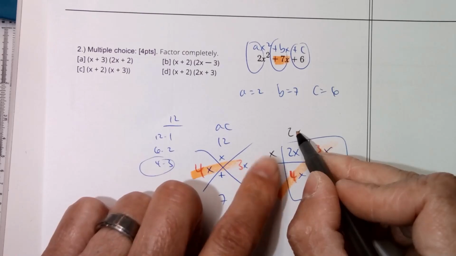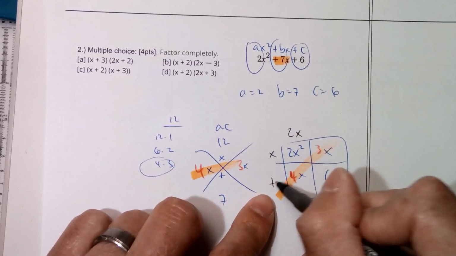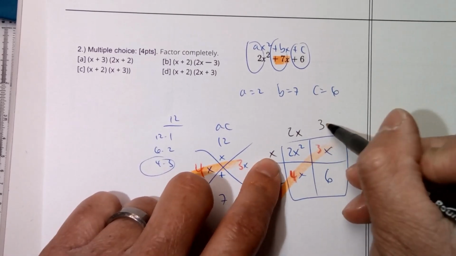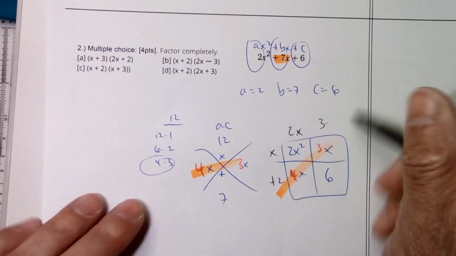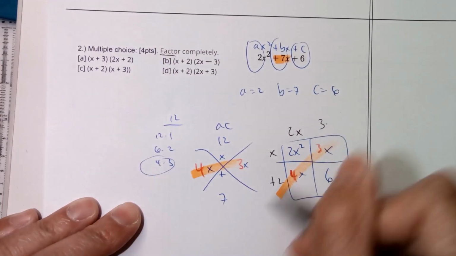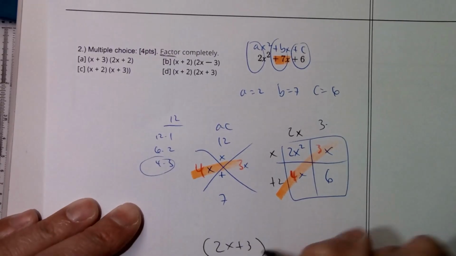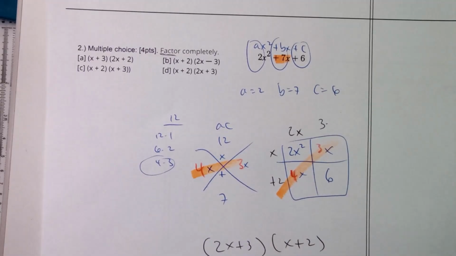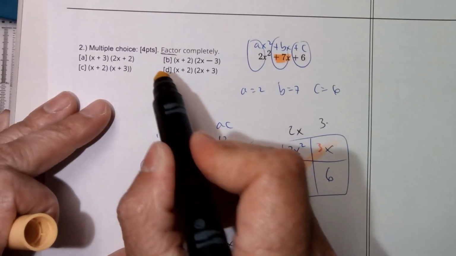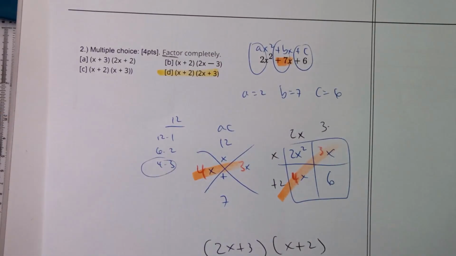2x times x is 2x squared, 2x times 2, and x times 3 gives you 3x, and that gives us 6. It just tells me to factor, so my answers are on the outside. 2x plus 3, x plus 2. It does not matter the order in which you write those. So that's my answer. Let's go to the back side.